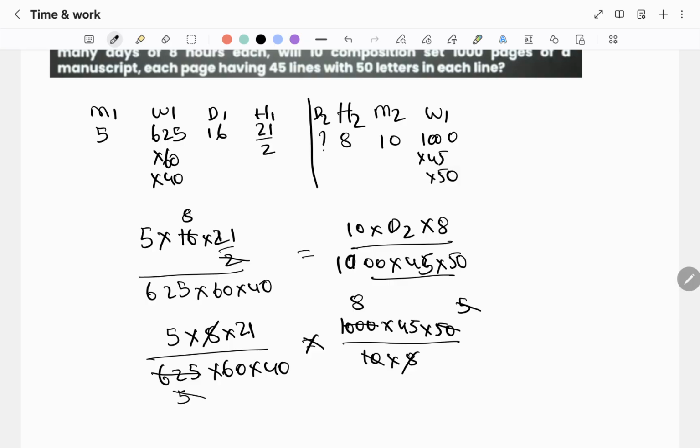Then 5 9s, 5 8s. So D2 is equal to... something, we are making a mistake somewhere. 5 1s, 5 12s. 8 and 8 also get cancelled. 3 4s, 3 7s. Okay, finally we got 7 into 9, 63 by 4. Nothing to worry, 63 by 4.